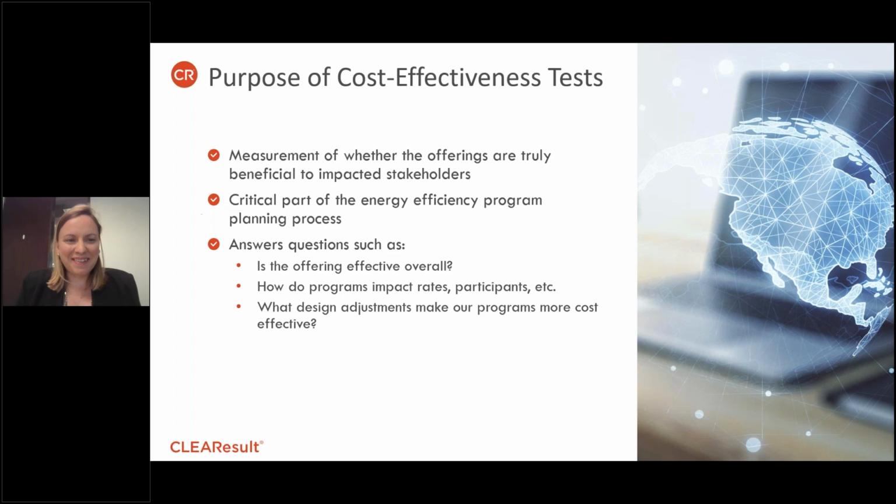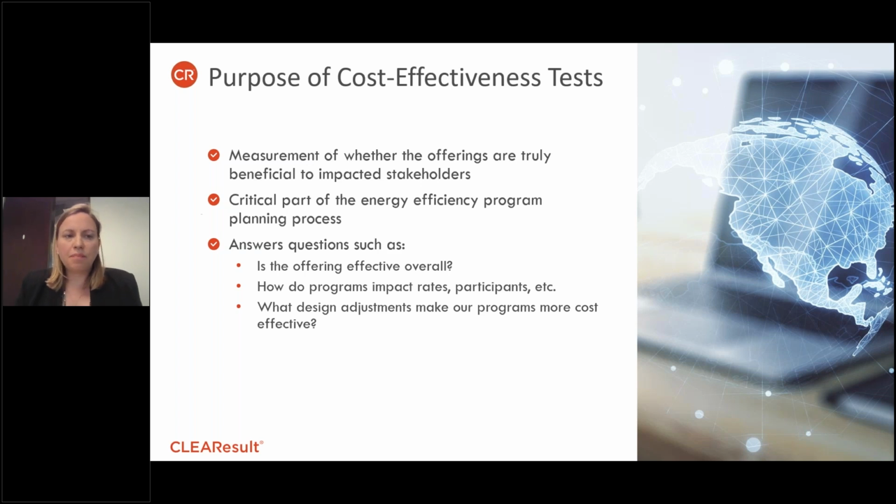A lot of us also know that cost effectiveness is a critical part of our energy efficiency program planning and reporting processes. We are often required to hit certain cost effectiveness marks, certain cost effectiveness tests, to even have the green light to move forward on these offerings.